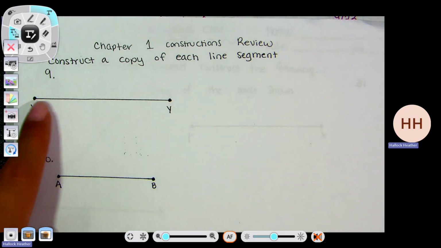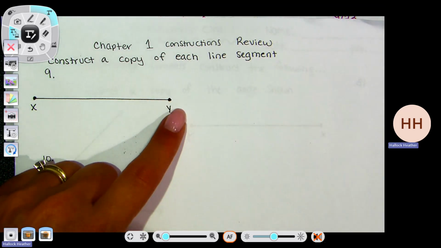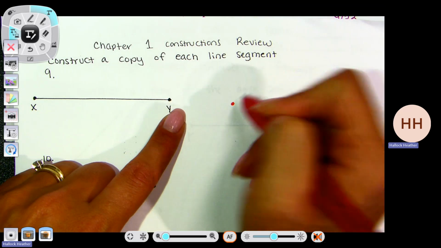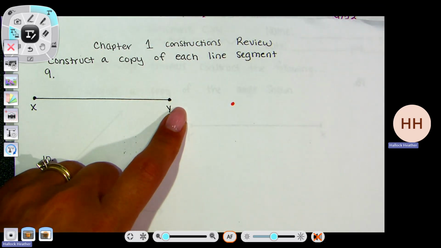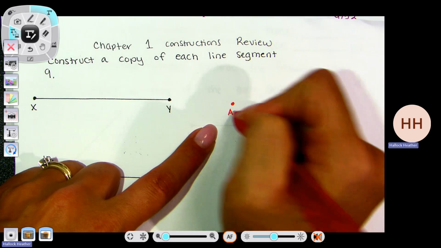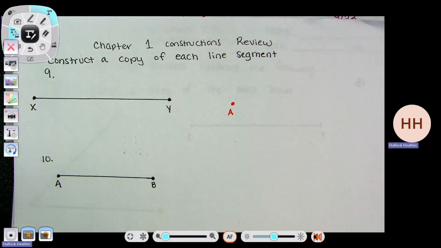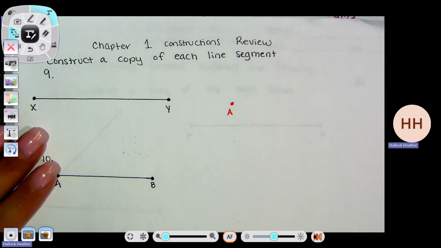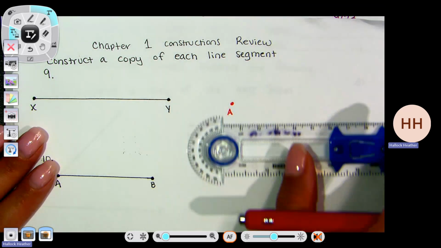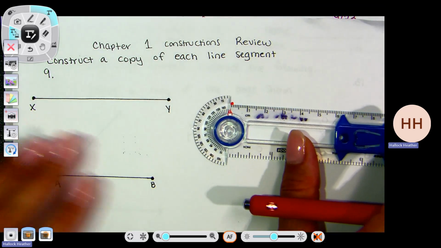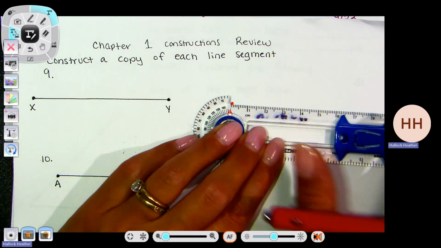So what we're going to do is copy a line segment from chapter 1. The first thing we're going to do is go off to the side and make a point. Instead of calling it X prime, like we did in class the first time, I'm going to call it a different letter. I'm going to call it A. After I draw my point, does anybody remember the first step? We draw a line. So at A, I use the straight edge and I draw a line.